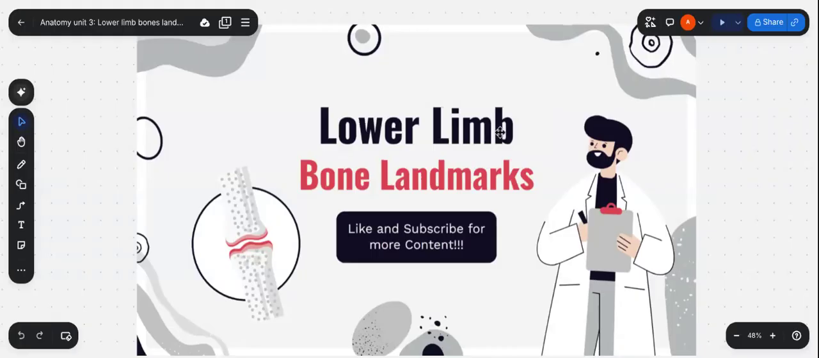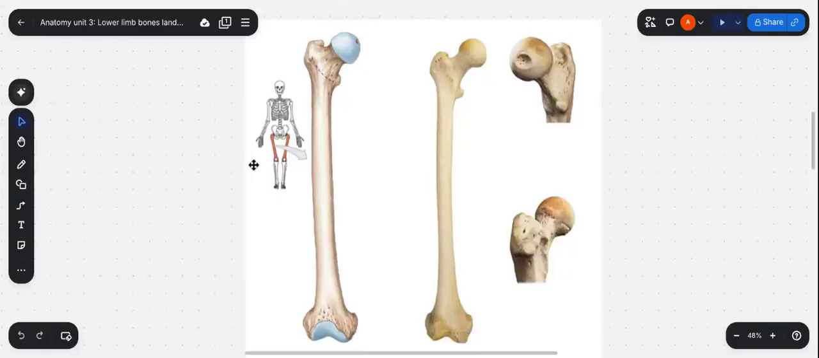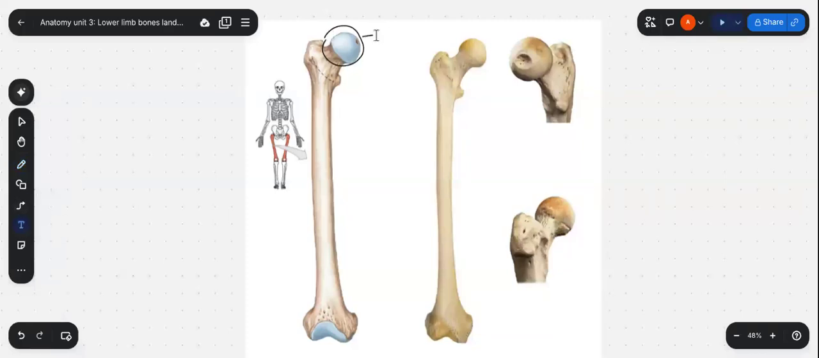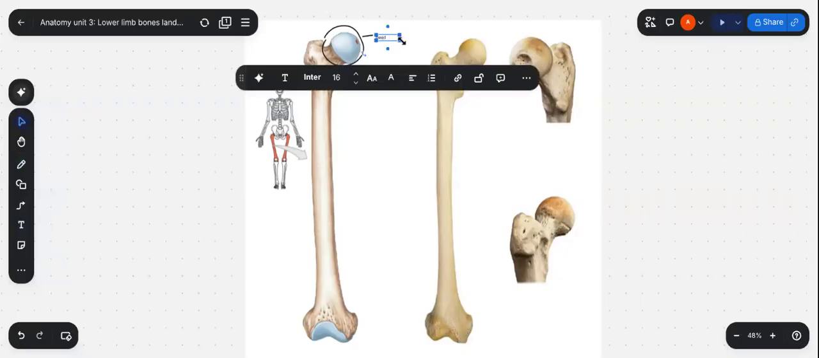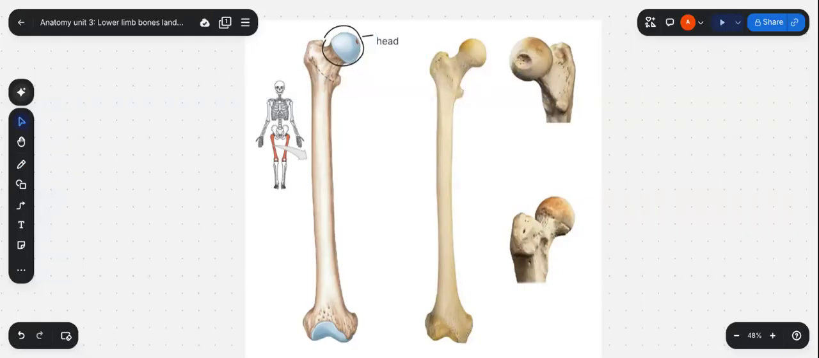And without further ado, let's get into the first bone structure, which is going to be your femur. So the first part that I want to go over is this region right over here. This is the head of the femur. So it's going to be this ball area where your ball and socket joint would be.